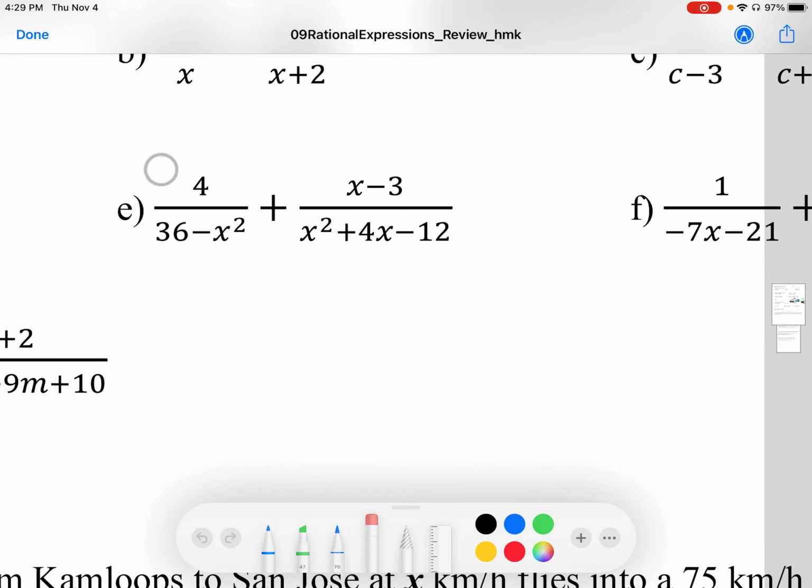To add expressions in 3E, we need to get a common denominator. To get a common denominator, we need to factor the denominator. So that's the first thing I'm going to do. I'm going to rewrite this with factored form.